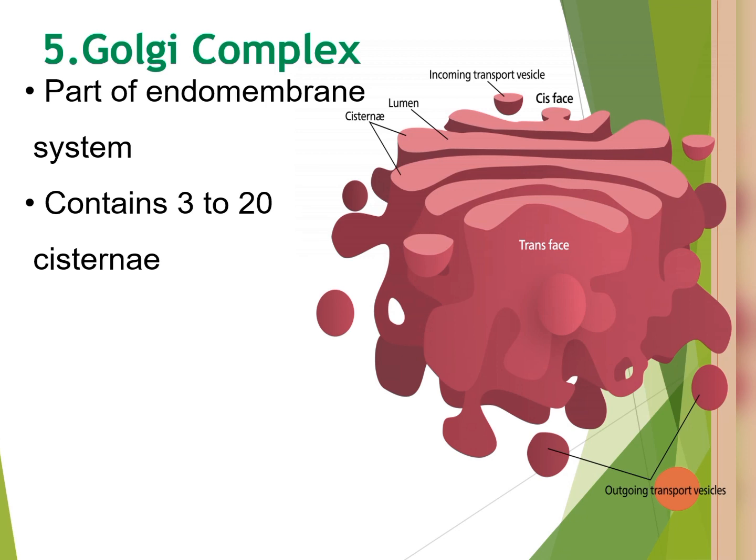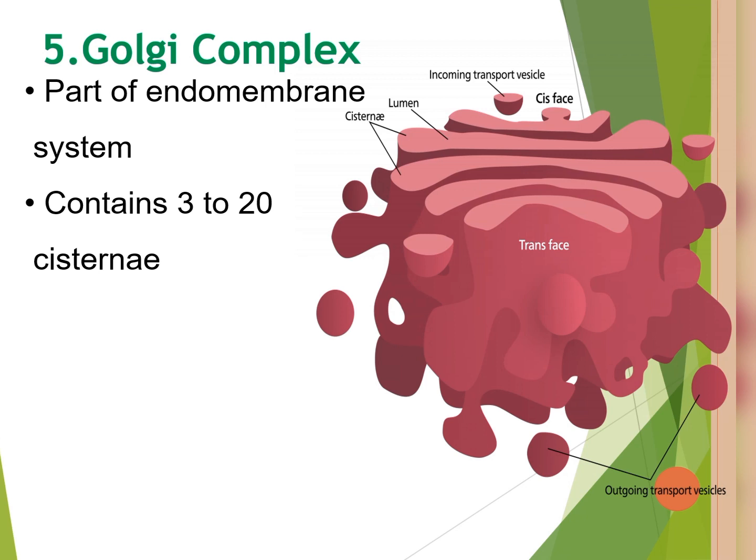The cisternae at the opposite ends of a Golgi complex differ from each other in size, shape, and enzymatic activity. The convex entry or cis face is a cisterna that faces the rough endoplasmic reticulum, whereas the concave exit or trans face is a cisterna that faces the plasma membrane.